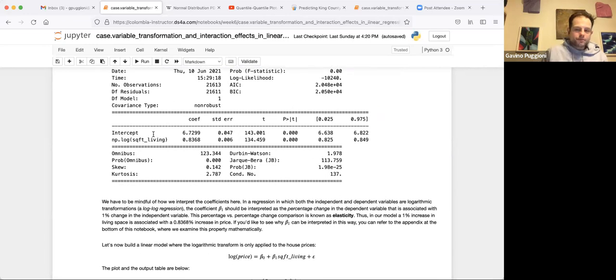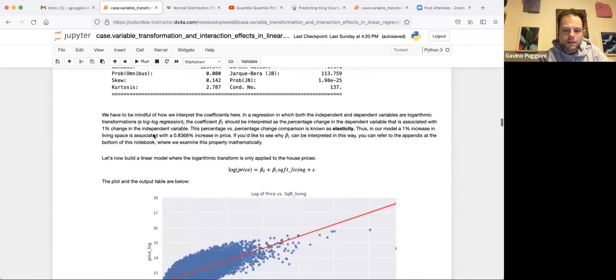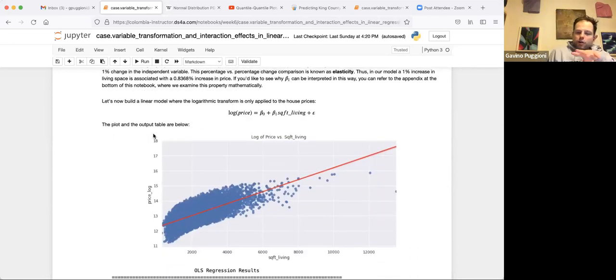What happens if we only transform the response? If we leave square feet of living space in levels, in its original scale? Actually, not much. Now the plot, notice that it's a little different. I actually personally like it a little bit more because it looks more symmetric around the regression line. However, here there are some distortive effects.